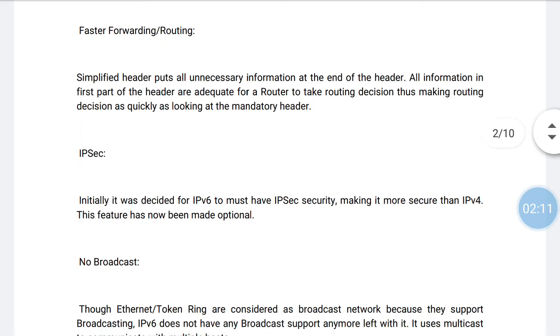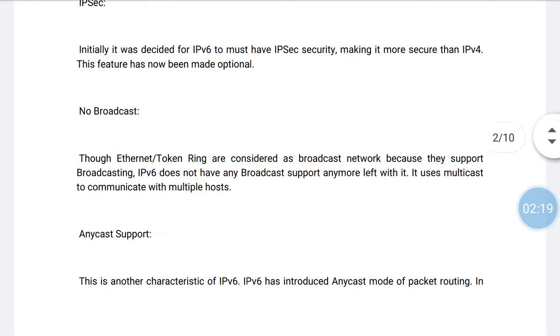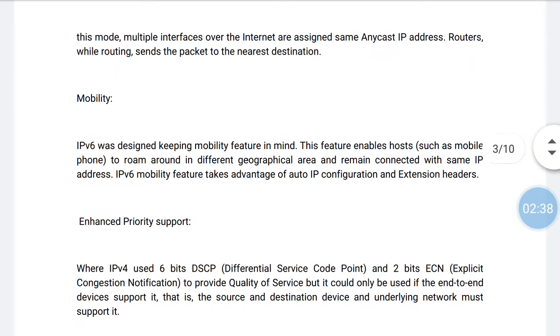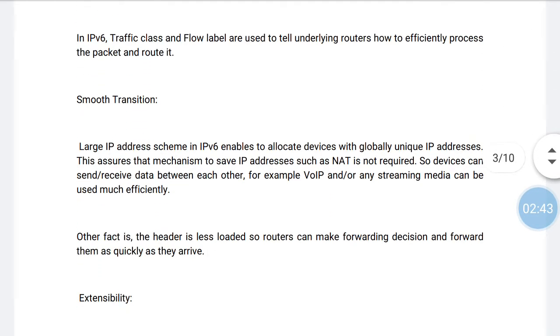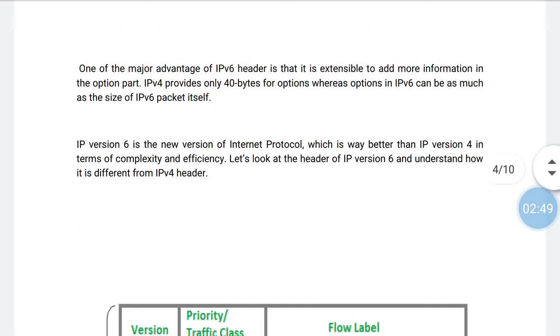And it has IP security, the most important thing, security. It does not support broadcast, and it has one feature, that is Unicast, and it supports mobility. This feature enables a host to roam around in different geographical areas and remain connected with the same IP address. And it has enhanced priority support. It has smooth transition and extensibility. So these are the features of IPv6.